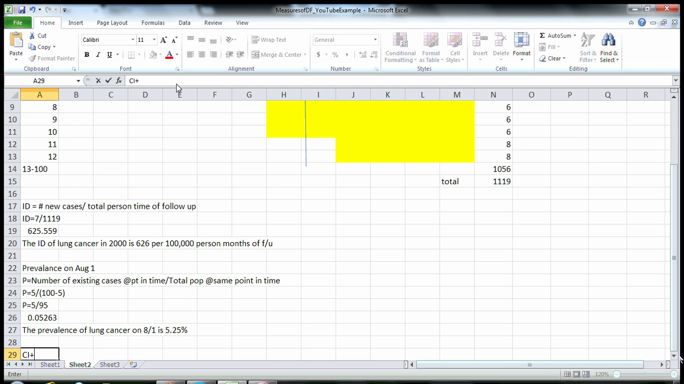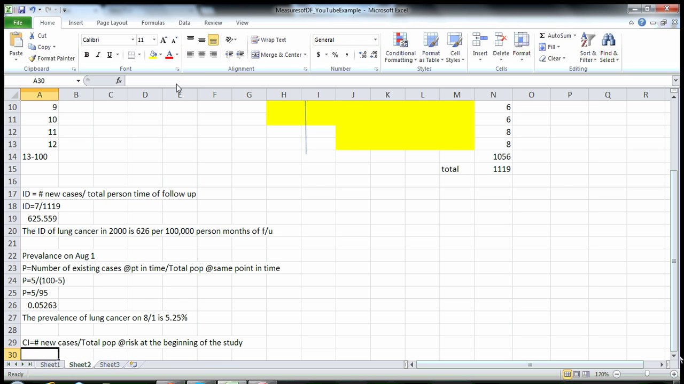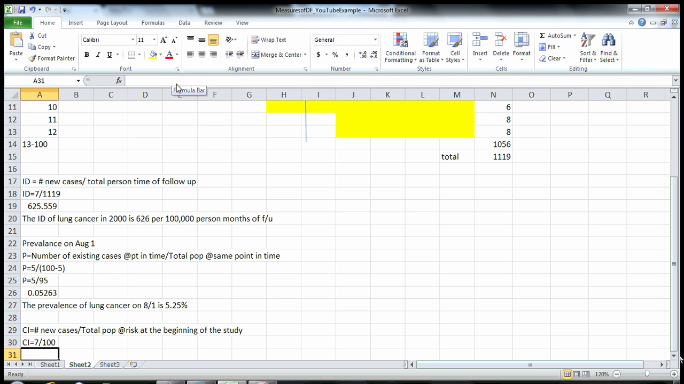And finally, the cumulative incidence is just the number of new cases divided by the total population at risk at the beginning of the study. We already said we had 7 new cases, and everyone was at risk at the beginning of this study because we didn't have anyone coming in with the disease or anyone unable to get the disease, so we just got our 100. So the cumulative incidence of lung cancer during 2000 is just 7%. 7 divided by 100 is just 7%.